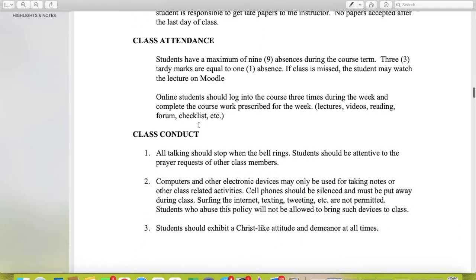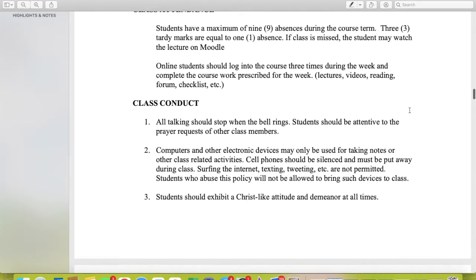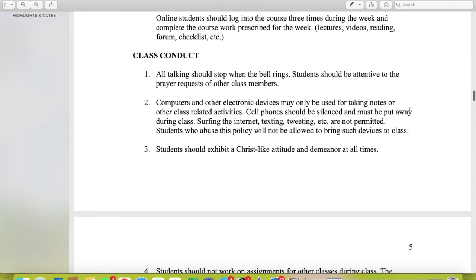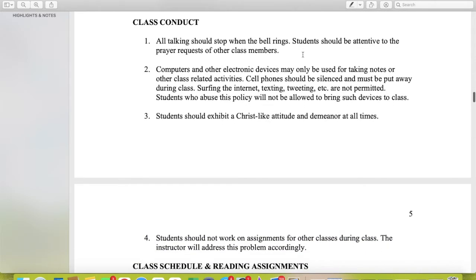Class attendance, not too much issue here for online courses. Online students should log in to the course 3 times in a week. I've already explained that. Just make sure you're watching the lectures and getting the reading done and answering a forum question if there is a forum question.